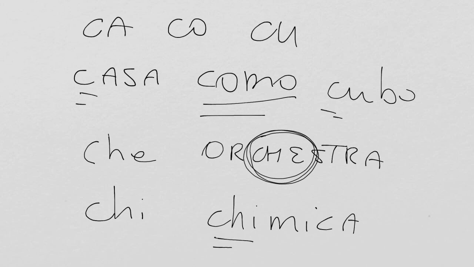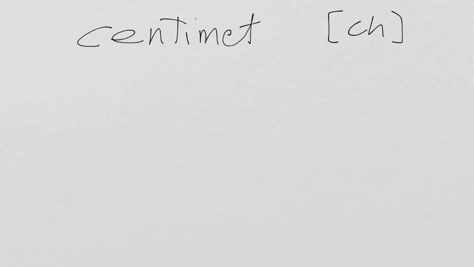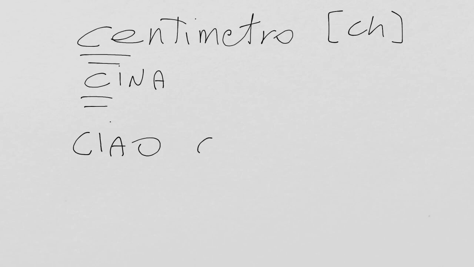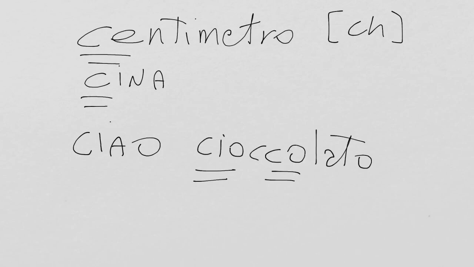And now with the sound ch: che, centimetro, Cina, as in China, ciao, cioccolato, notice cho and co, ciu, acciuga, the little fish you don't want on your pizza. Anchovies. Acciuga.